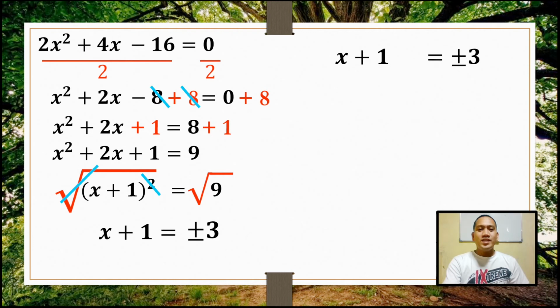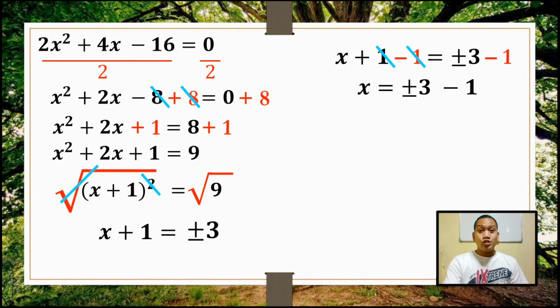After this, we need to transpose 1 to the right side of our equation for us to solve for the value of our x. So using subtraction property, we will subtract both sides by 1 for us to eliminate it on the left side of our equation. Our equation becomes x is equal to positive negative 3 minus 1.